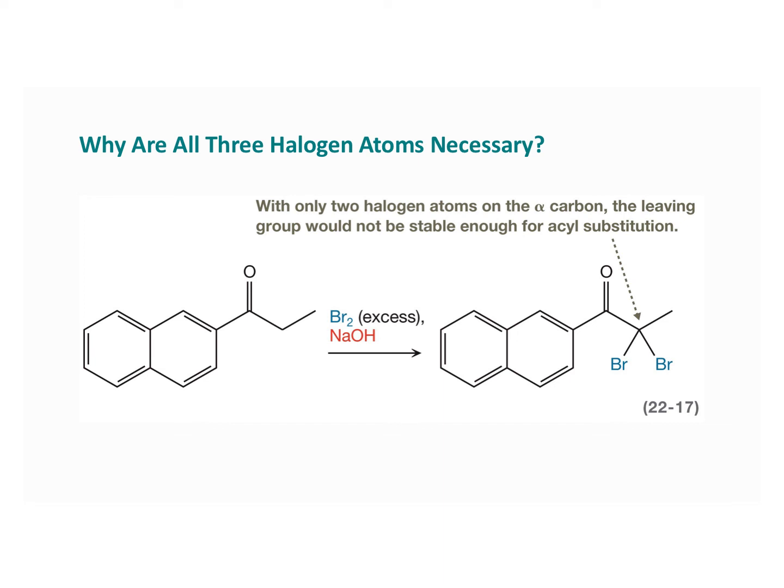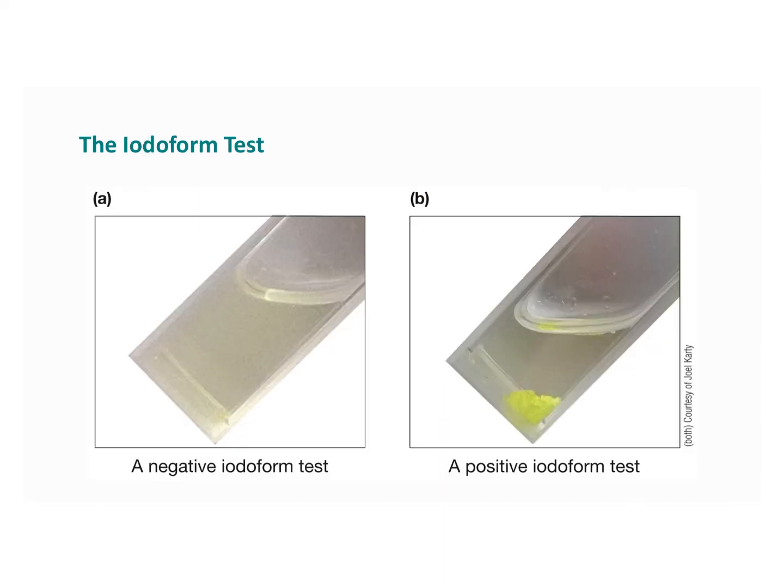Now, prior to the advent of spectroscopy, the iodoform reaction was commonly used to test for methyl ketones, right? Iodoform is a bright yellow solid at room temperature, and it's insoluble in water. So if a bright yellow precipitate appeared on treating an organic compound with I2 in basic solution, it was likely a methyl ketone. So this would be a positive iodoform test, which was, I thought, kind of an interesting piece of history.